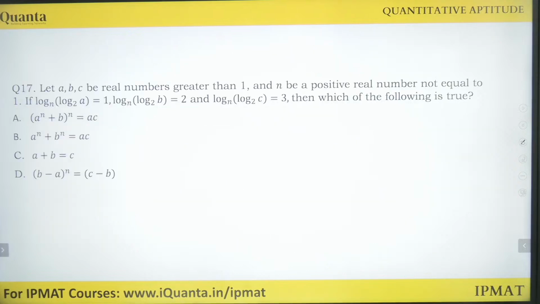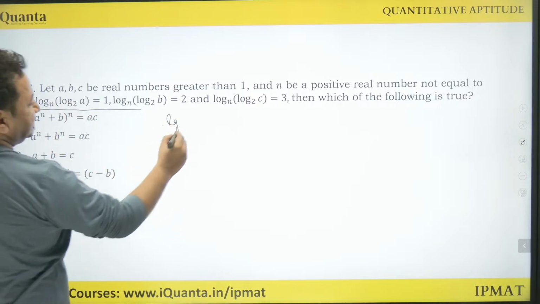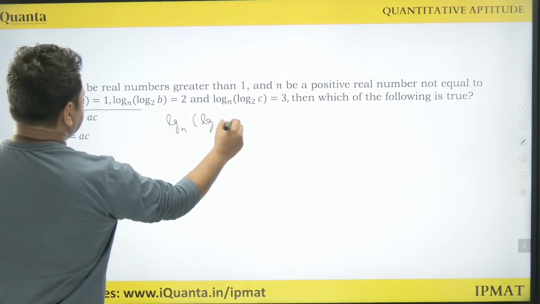The next one. Let A, B, C be real numbers greater than 1 and n be a positive real number not equal to 1. If log base n of (log A base 2) equals 1, and log base n of (log B base 2) equals 2, and similarly for C, which of the following is true? Okay. So let us try to solve all the values of log first. Log base n, in bracket we have log A base 2, that is equal to 1.